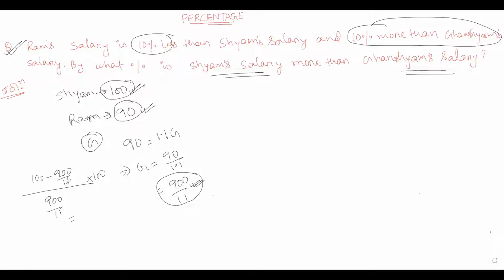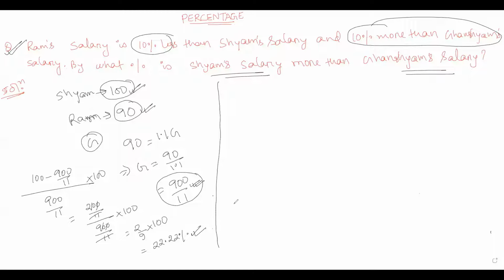Now if you simplify this, this would be 1100 minus 900. So that would be 200 upon 11 divided by 900 upon 11, times 100. So this 11 cancels out, and the zeros cancel out. So this would be 2 by 9 times 100. If you calculate this, this would be 22.22%. So that means Shyam's salary is 22.22% more than Ghanshyam's salary.